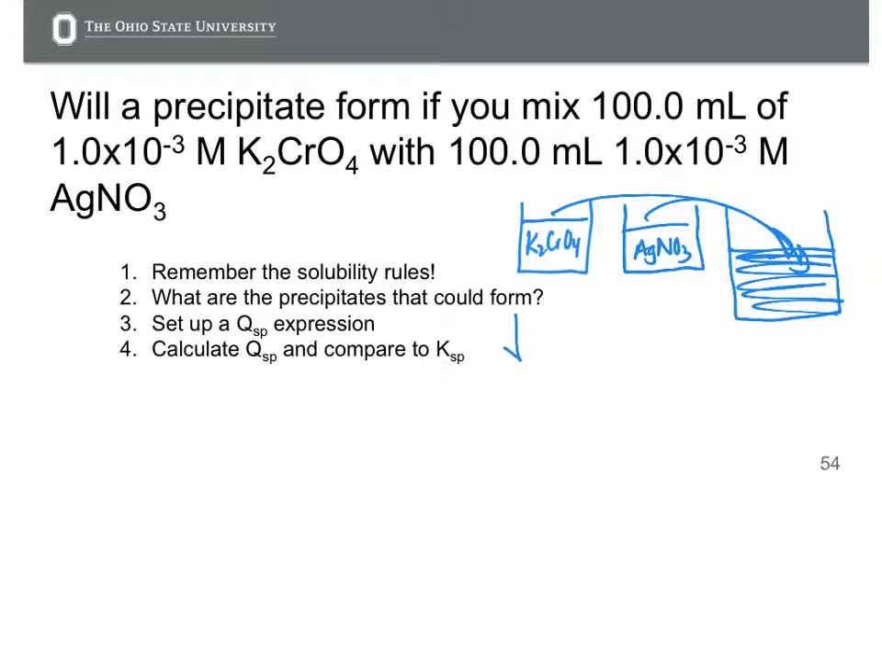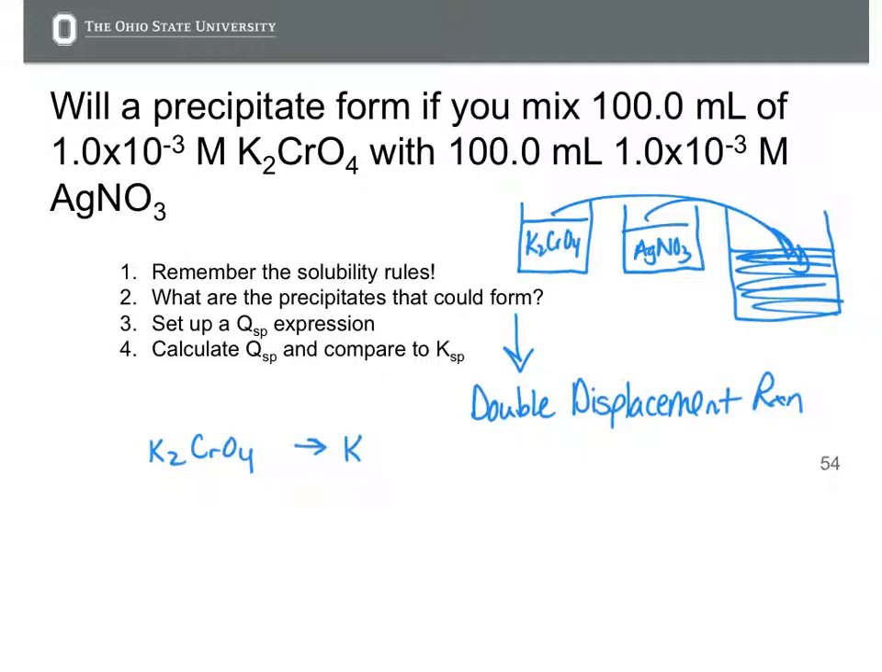And this is going to be basically doing a double displacement reaction. And if you don't remember what double displacement reaction is, you can go back to chapter 4. But really what happens is you swap the anions and the cations in the salts. So for instance, we have our potassium chromate. That's soluble, all potassium salts are soluble. It's going to form the potassium ion and the chromate ion. And with the silver nitrate, all nitrates are soluble. So that's going to form silver ion and the nitrate ion.